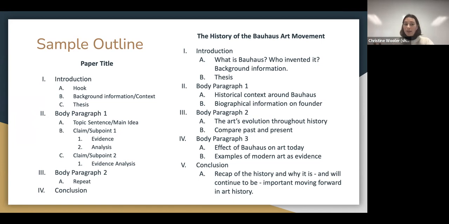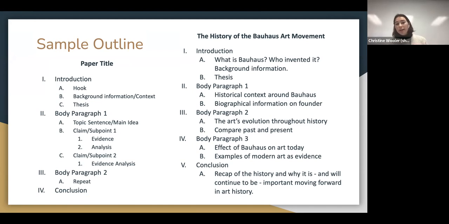And all of this is going to be with evidence and analysis, making claims, making sure that I'm referencing back to my topic sentences and my thesis. Body paragraph 2 might be the art's evolution throughout history, comparing past and present. Body paragraph 3 might be the effect of Bauhaus on art today, using examples of modern art as evidence. And my conclusion is recapping what I've just argued and why that's important.